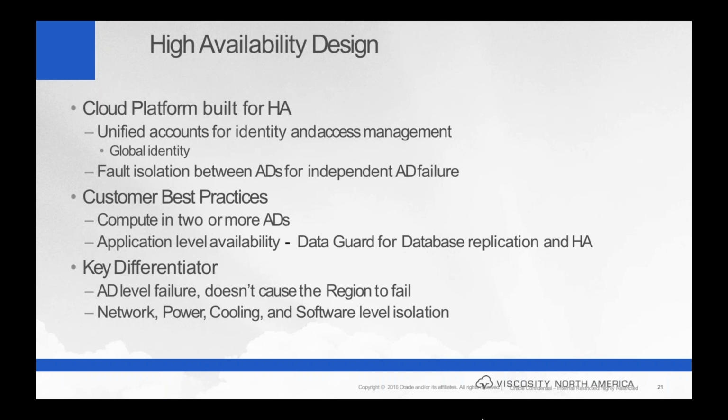Again, to reemphasize the high availability design, the cloud platform is built with HA in mind. So it's unified accounts for identity and access management. Again, you can use your traditional tools like Golden Gate and DataGuard for replication. And the key differentiator for high availability is really the availability domains. So an AD level failure doesn't cause a region failure. If any availability domain fails, you still have HA within that region. So everything from network, power, cooling, and software level isolation.